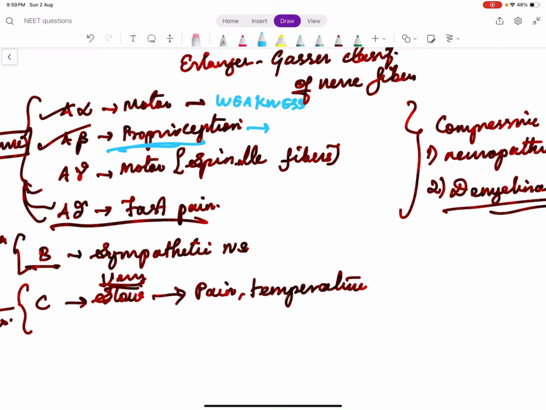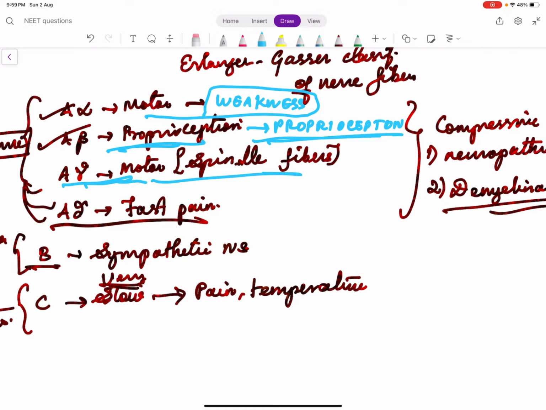A beta fibers are gone. So if you do a clinical examination, vibration and proprioception will be lost. The patient cannot usually appreciate that because of the weakness. So they complain of weakness, but on doing testing, proprioception will be lost in GBS.